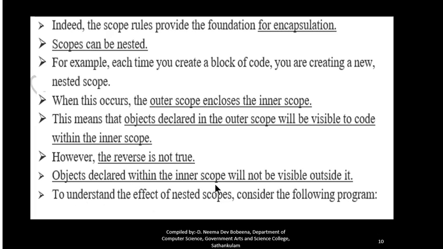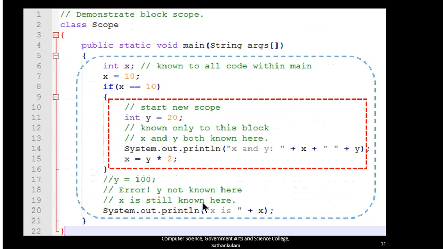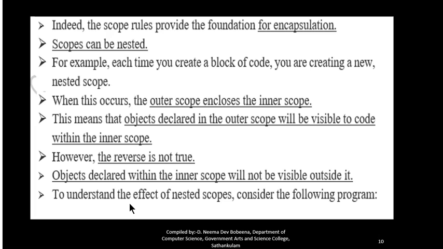So objects declared within the inner scope will not be visible outside. If you are declaring something in the inner scope, it will not be visible outside. You are declaring y in the inner scope, so it will not be available outside. That's why we got an error.